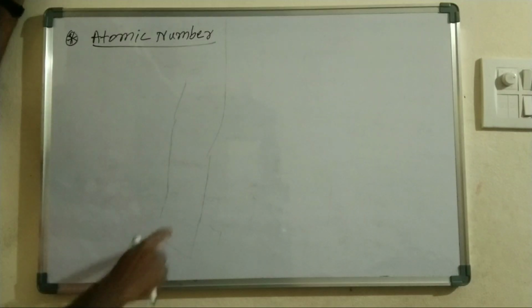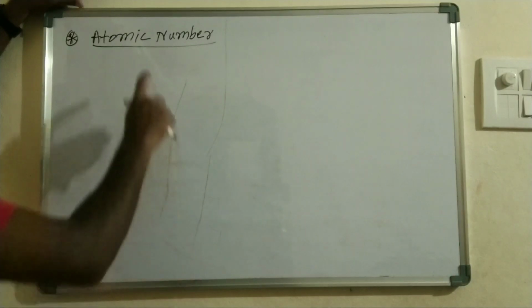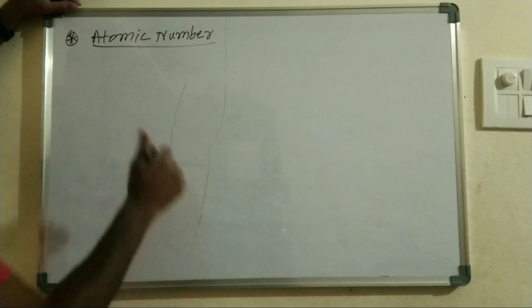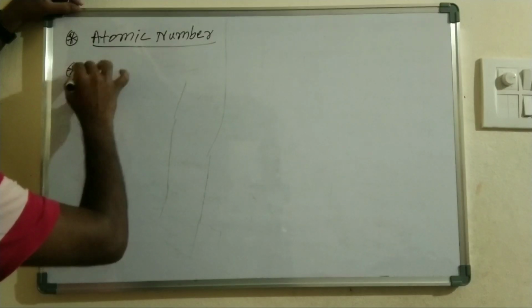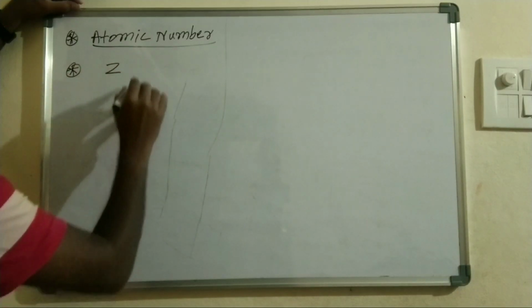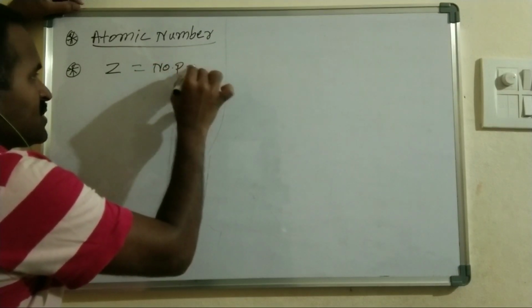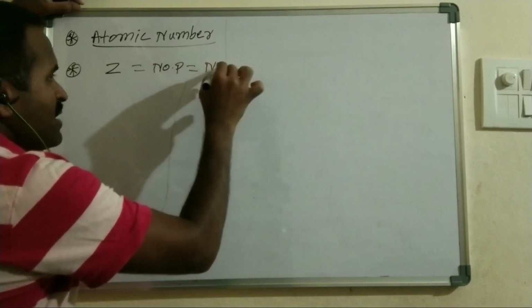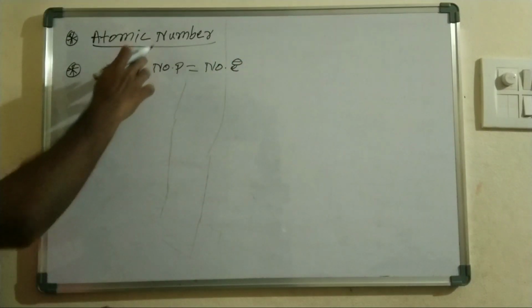Atomic number is the number of electrons present outside the nucleus, and the number of protons present inside the nucleus is its atomic number. Generally, atomic number is represented by the symbol Z. Here Z is equal to the number of protons, which is equal to the number of electrons. So that is atomic number.